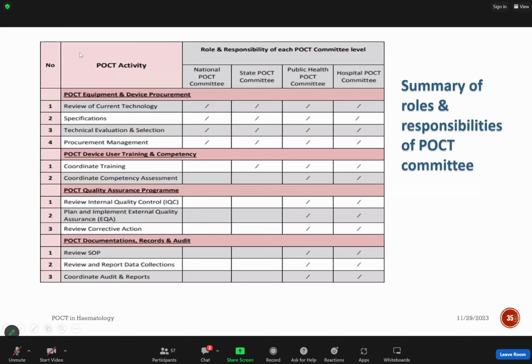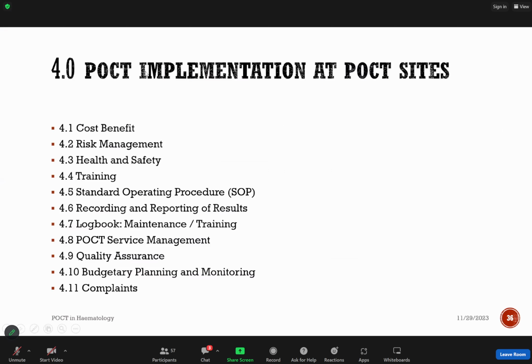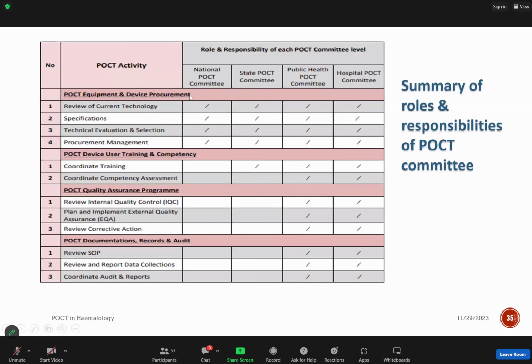This table shows the summary of roles and responsibilities of the POCT Committee. Listed here are the POCT activities: POCT equipment and device procurement, POCT device user training and competency, POCT quality assurance program, and POCT documentation, reports and audits. You can see here the roles of the committee. As for the Public Health POCT Committee and Hospital POCT Committee, they are responsible for all the activities.